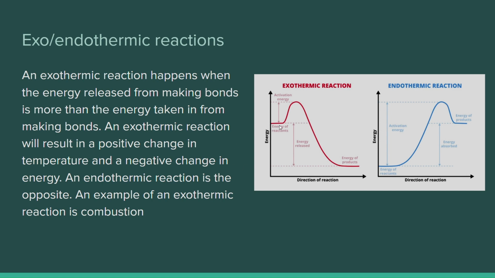So you can see a reaction profile here. There's an activation energy which is needed to start the reaction, and then the products will have less energy in the end. And in an endothermic reaction, the energy starts low and then ends up quite high because it's taken in energy. An example of an exothermic reaction is combustion. That's just a fire or something. So a fire is exothermic.